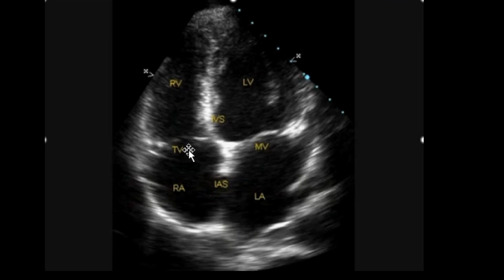Interventricular septum. Tricuspid valve in closed position. Mitral valve in closed position. Interatrial septum. Right atrium, left atrium. This is the apical four-chamber view, where all the four chambers are seen just as what we learned in school classes. And you may note that the interatrial septum, a portion is not seen. That is because echo beam is coming parallel to the interatrial septum.